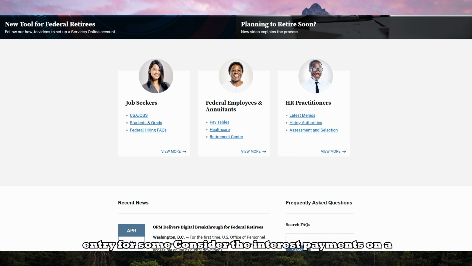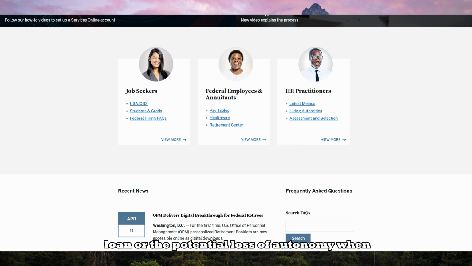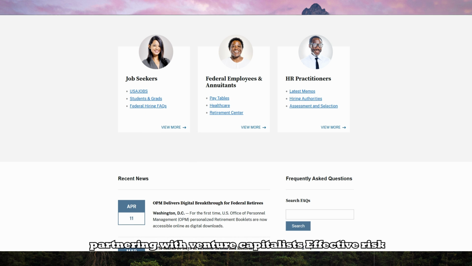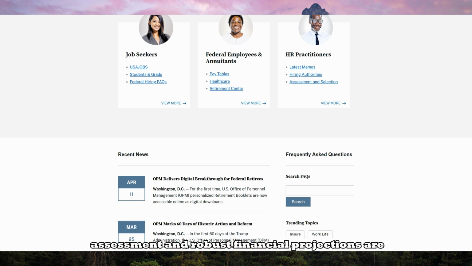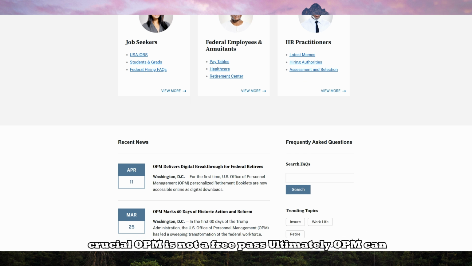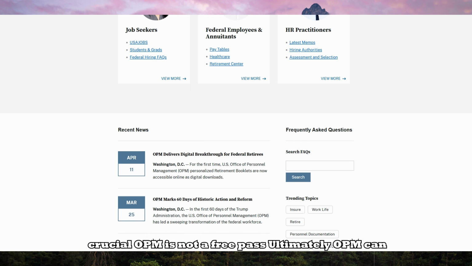Consider the interest payments on a loan, or the potential loss of autonomy when partnering with venture capitalists. Effective risk assessment and robust financial projections are crucial. OPM is not a free pass.